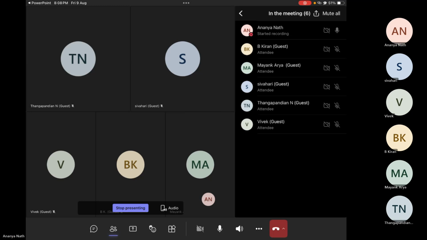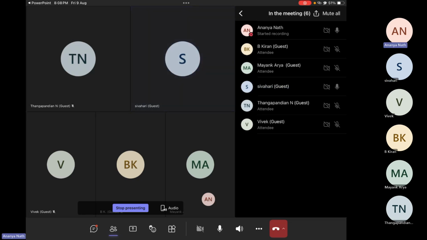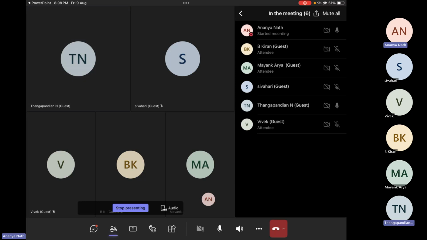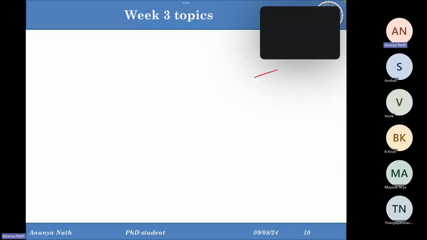You guys can unmute yourself and tell me what is vat photopolymerization. Ma'am, I was absent in the first lecture. Okay, you were absent. Anyone else who knows what is vat photopolymerization? Yeah, photopolymer is cured with the help of light. Yeah, photo curable liquid material gets cured with the help of light.